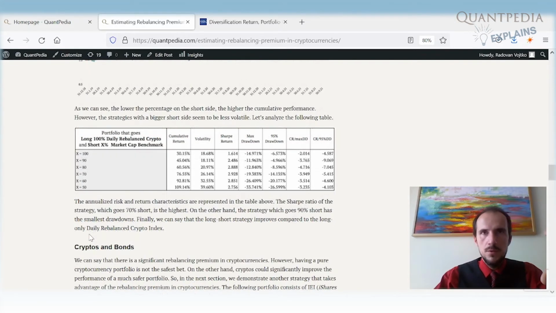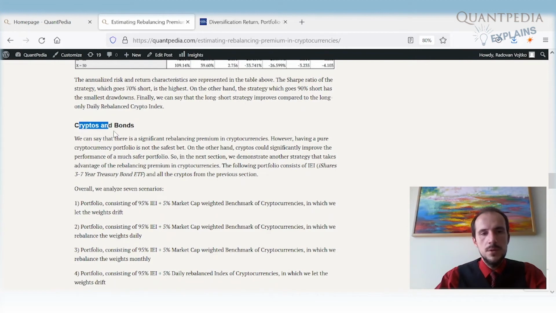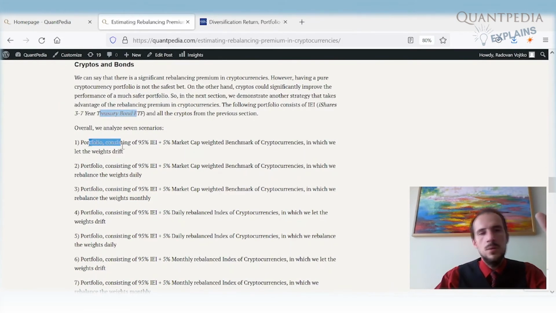This rebalancing of the cryptocurrencies works well also when we combine cryptocurrencies with some stable and safe assets. For example, we can combine cryptocurrencies and bonds. We are using IEI, the iShares 3 to 7 year Treasury Bond ETF, as a proxy for fixed income or for bonds, for safe assets. And then we are testing multiple portfolios when we combine treasury bonds with cryptocurrencies, and it can be a market cap weighted benchmark of cryptocurrencies or a daily rebalanced or monthly rebalanced index of cryptocurrencies.